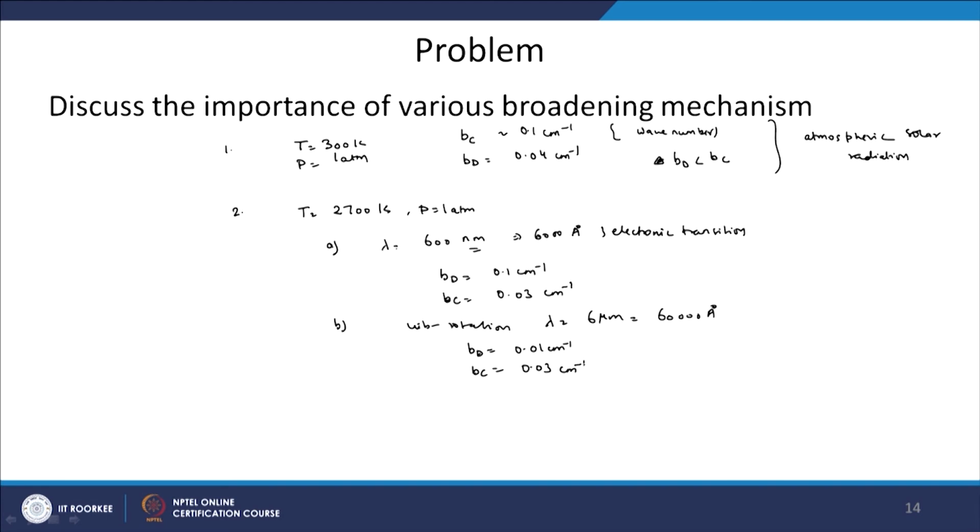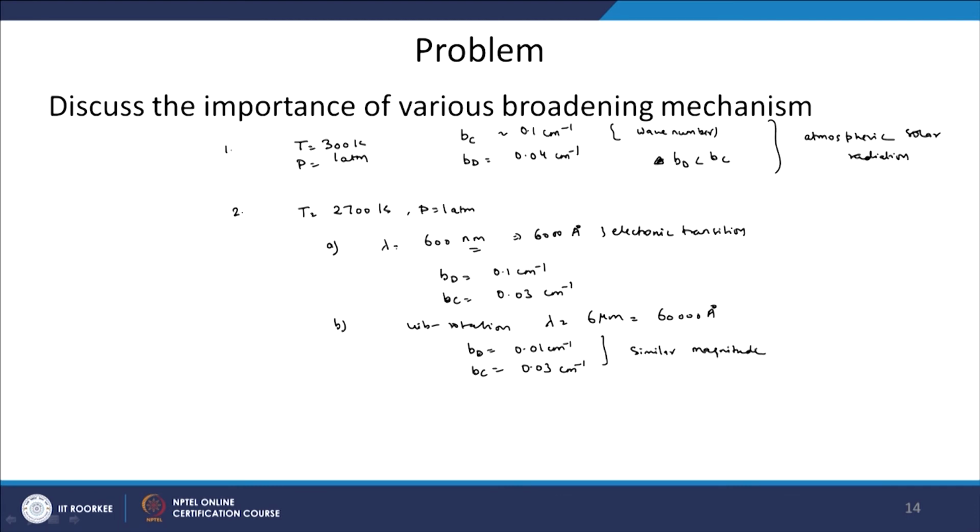So, that means collision broadening does not change much with the wavelength, but Doppler broadening has reduced. So, now we have almost similar magnitude of the two broadening, although in this case collision broadening has slightly less value than the Doppler broadening.